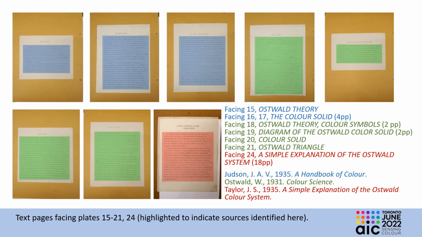The type notes in the Ostwald theory section include 5 pages I traced to Judson's A Handbook of Colour from 1935, 6 pages from Ostwald's Colour Science from 1931, and 18 pages of excerpts from J. Scott Taylor's A Simple Explanation of the Ostwald Colour System from 1935.